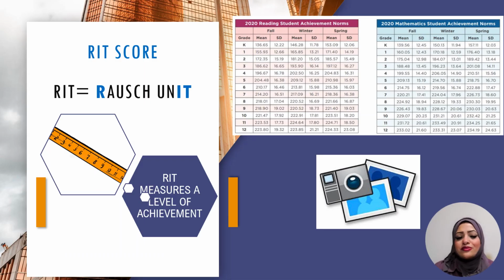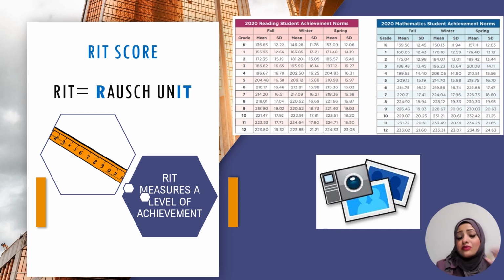The next term we'll be diving into is, what is a RIT score? A RIT score represents a student's level of achievement. It stands for Rasch unit. Unlike traditional scoring systems that compare a student's performance to a norm group, a RIT scale is an equal interval scale, meaning that the difference between the scores is consistent across the entire range of the scale. That allows for precise measurement of student growth over time.